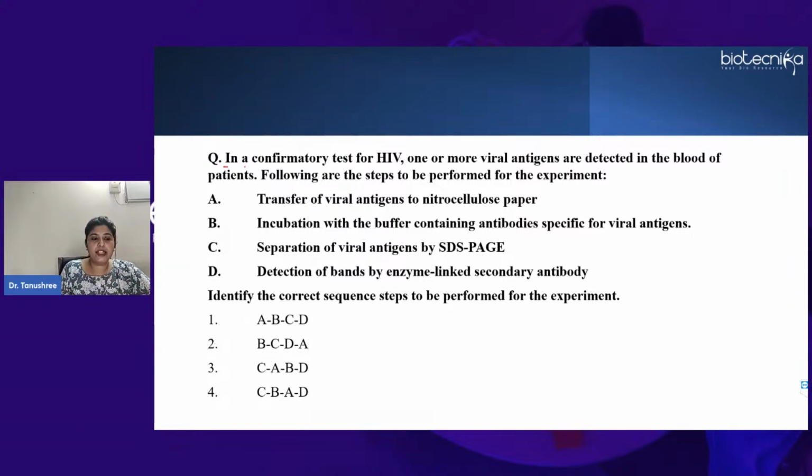So here the question is that in a confirmatory test for HIV, one or more viral antigens are detected in the blood of the patient, and the following steps are to be performed for the experiment. As I always say, when it comes to technique, you definitely need to focus more on the principle and application of the technique. Protocol is not needed, but at least go through the overview of the process. So here the overview is given and you have to find the correct sequence of steps to be performed for the experiment. Go through steps A to D and tell me what the answer is.